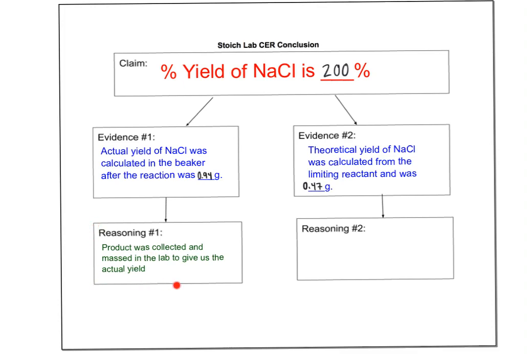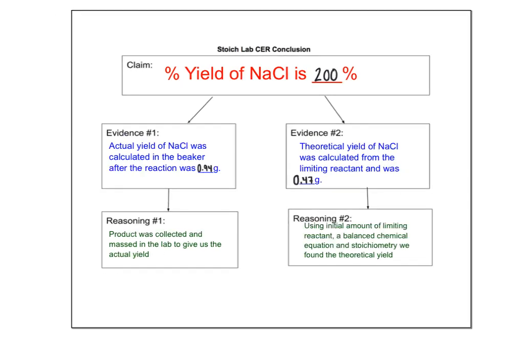Reasoning is showing that you actually understand what you did and the chemistry that we've learned. So the one that goes with actual yield, right? The actual yield was 0.94 grams, and we actually collected it in the lab. So the reasoning is that we collected this in the lab and we massed it. That's how we got this actual yield. The other one is where we talk about our knowledge of stoichiometry. So using the initial amount of limiting reactant, so it's all about the superstar, a balanced chemical equation, and stoichiometry, which is the BCA table, we found the theoretical yield. So you're asking, how did you find actual yield? We measured it in the lab with a balance. How did you find theoretical yield? Well, in theory, we crunched some numbers using stoichiometry in a BCA table.